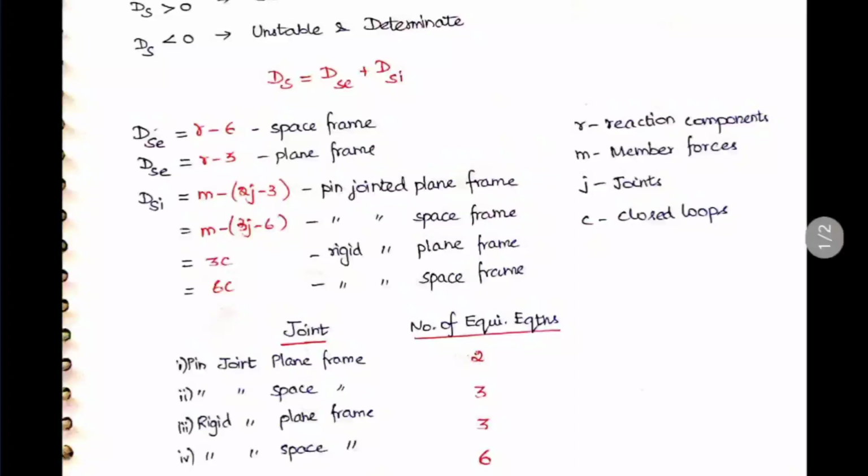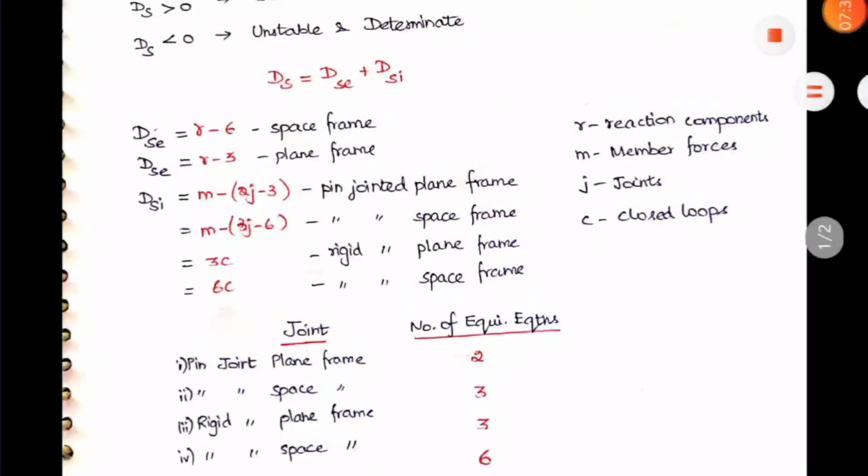Okay, so this is easy for pin jointed frame, but for rigid jointed plane frame the c is not used. Instead of that it is 3m plus r in the bracket minus 3j. Okay, so this is for rigid jointed plane frame, and 6m plus r minus 6j is for rigid jointed space frame. So these four are simplified formulas, just the combination of this external and internal. Okay, next comes the joints.